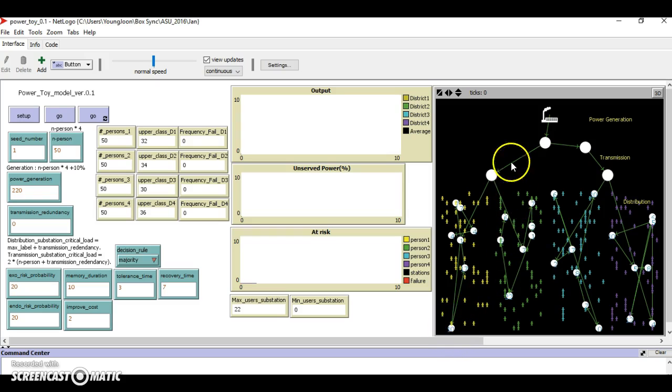So in every tick, the whole substation system does this: it sends power to upstream neighbors and downstream neighbors like this.